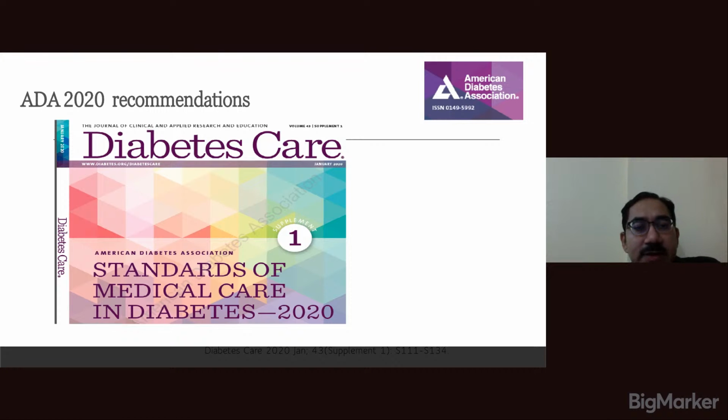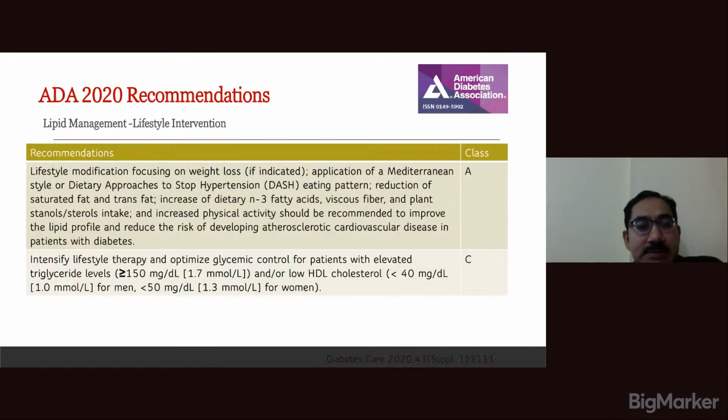So, what is the standard of care of dyslipidemia in diabetic patients? The latest recommendations by ADA is lifestyle modification, weight reduction, application of Mediterranean or DASH diet, reduction in saturated fats and trans fats, increase in dietary omega-3 fatty acid intake, and increasing physical activity to reduce the risk of developing atherosclerosis. To intensify the lifestyle therapy and optimize glycemic control, patients with elevated TG and or lower HDL levels should be targeted.